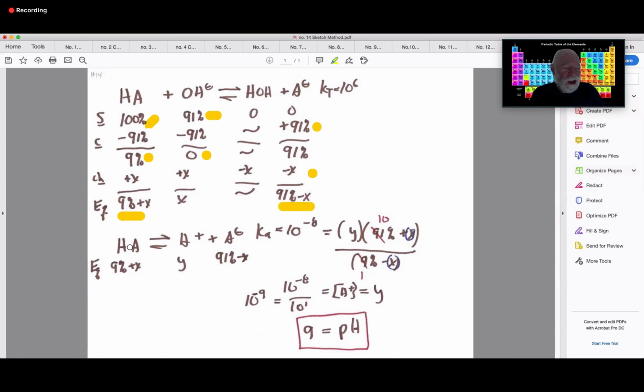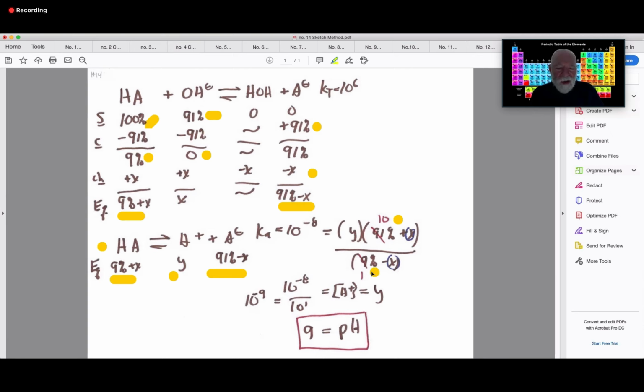Okay, bring these down to the other system that's working, which is the weak acid breaking up into hydrogen and conjugate base, and the given K sub A was 10 to the minus 8. So plugging in the equilibrium concentrations of 9% plus X, Y, and 91% minus X into the K sub A, ignore the X's. Let's kind of approximate here. 91 divided by 9 is pretty close to 10 to 1.